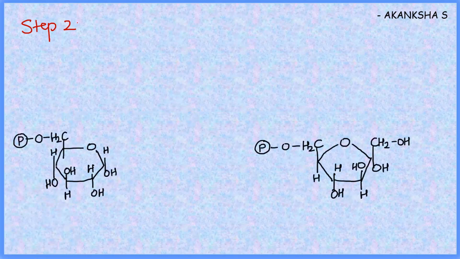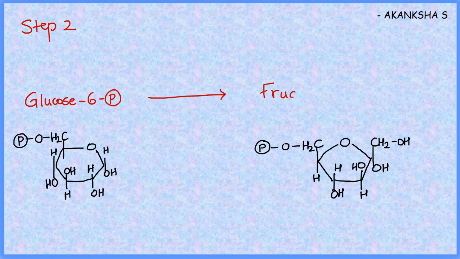Step number 1 has yielded us glucose 6-phosphate. So let's see what step number 2 gives us. In step number 2, this particular glucose 6-phosphate gets converted into fructose 6-phosphate. Those who know carbohydrate structures might understand that glucose as well as fructose come under monosaccharides.